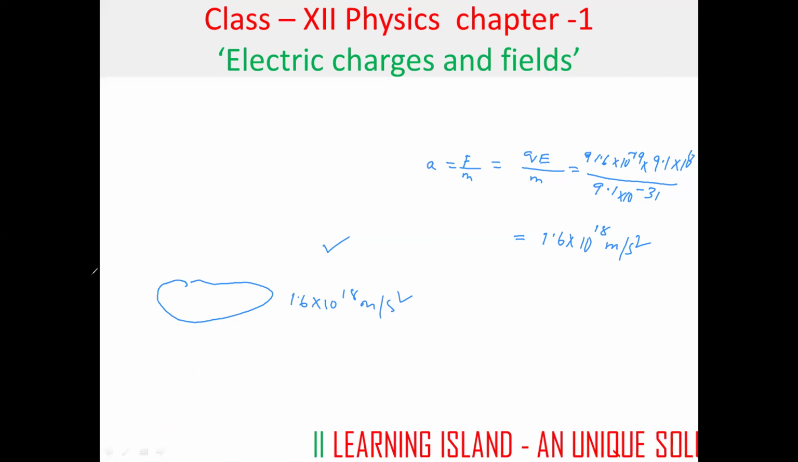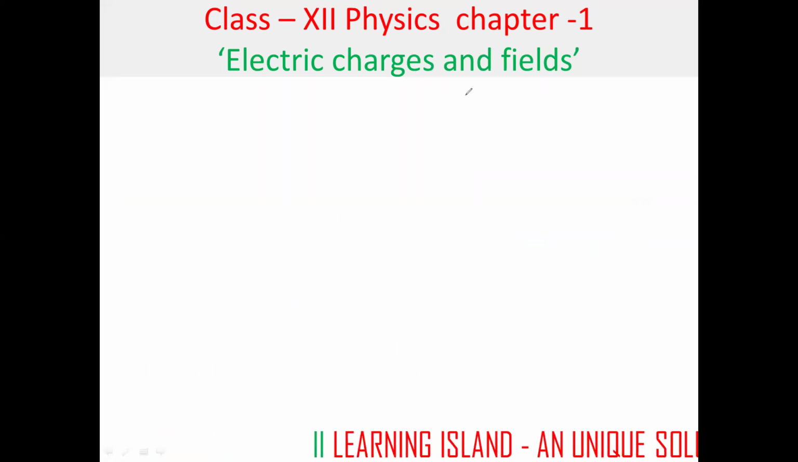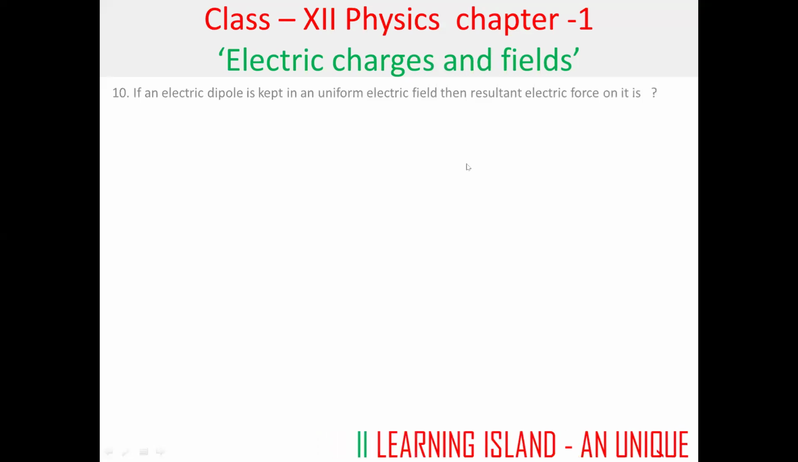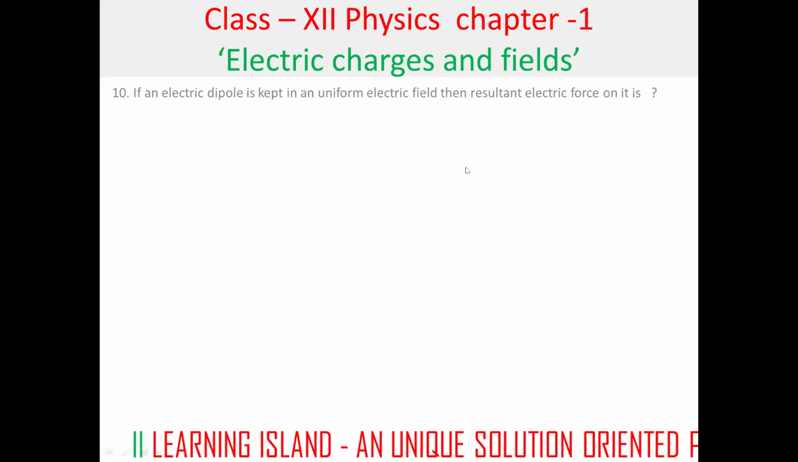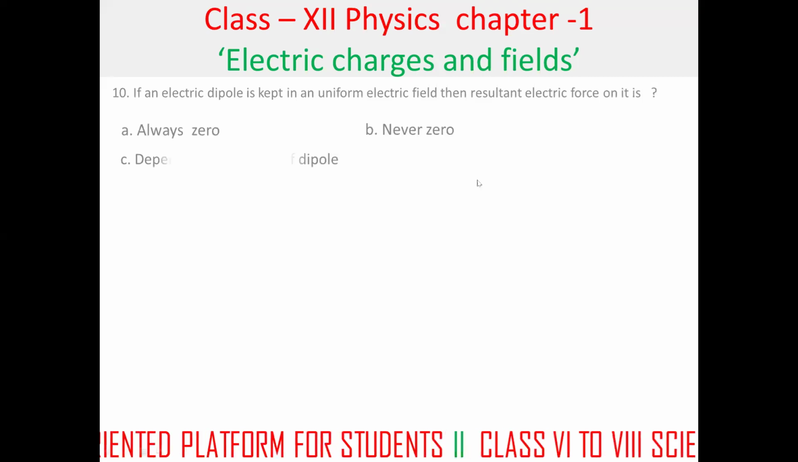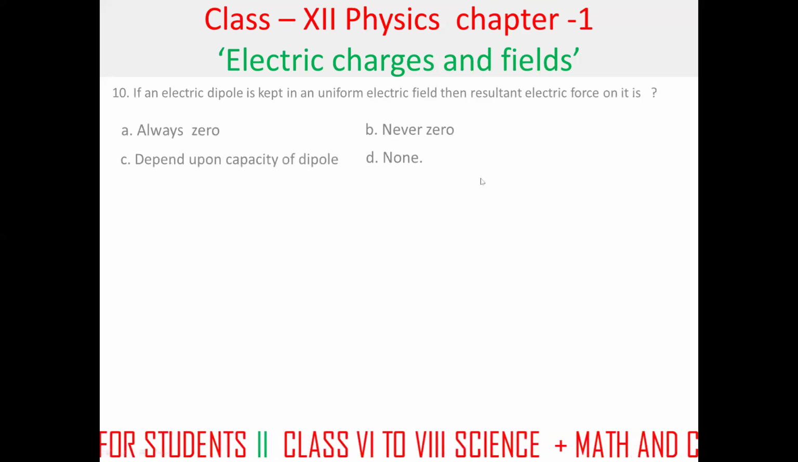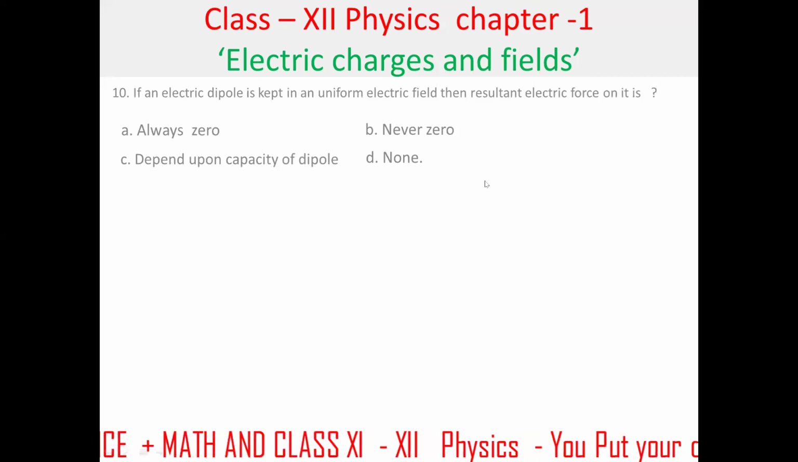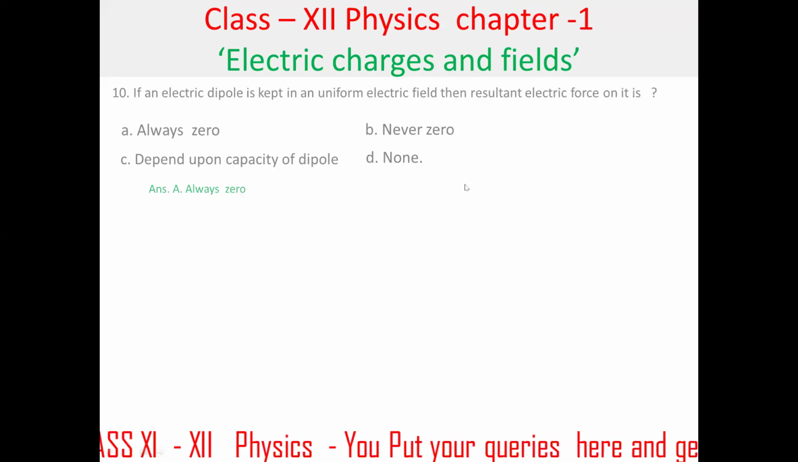Next question is, if an electric dipole is kept in a uniform electric field, then the resultant electric force on it is. We got a similar question in the previous slide also. So here it is very easy, always zero.